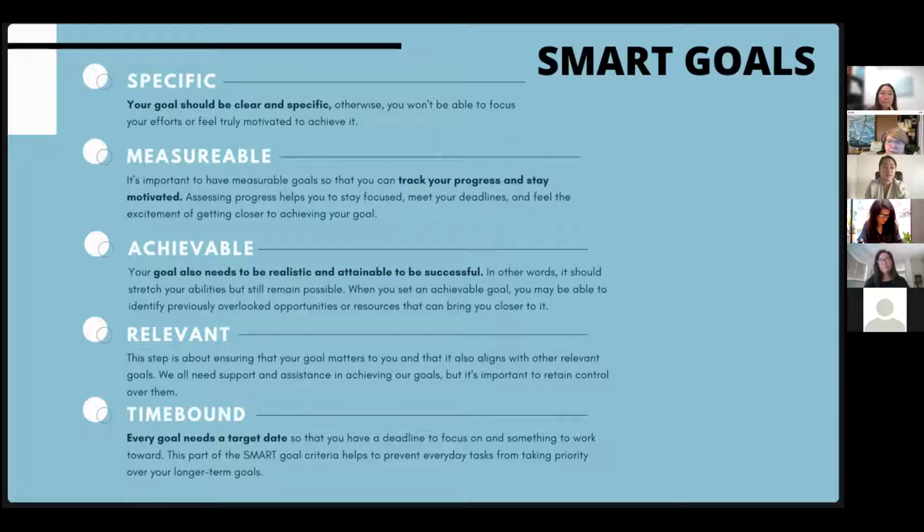And lastly, probably the most important part of the SMART goal is time bound. So every goal needs a target date. Of course, if we don't set a target date of when we want to complete or meet this goal by, it can go on and you'll continue to push it back. Every goal does need a target date, and that's so that you have a deadline to focus on and something to work towards. This part of the SMART goal criteria helps to prevent everyday tasks from taking priority over your long-term goals.